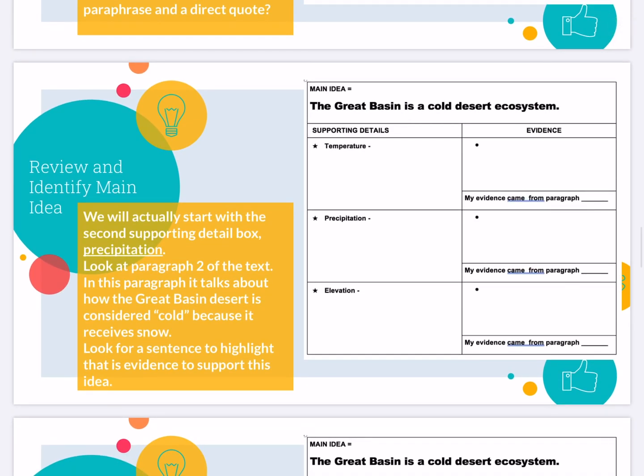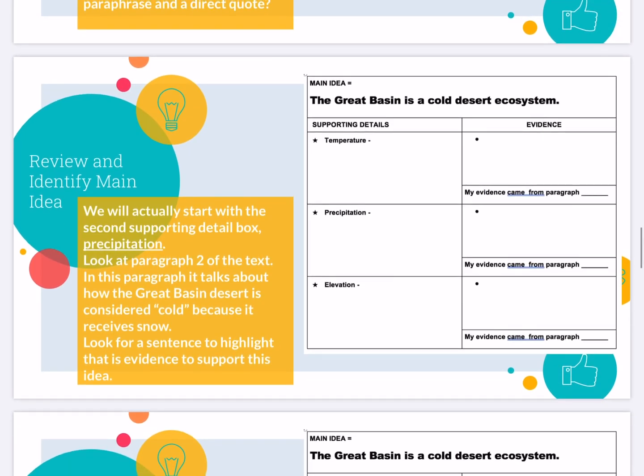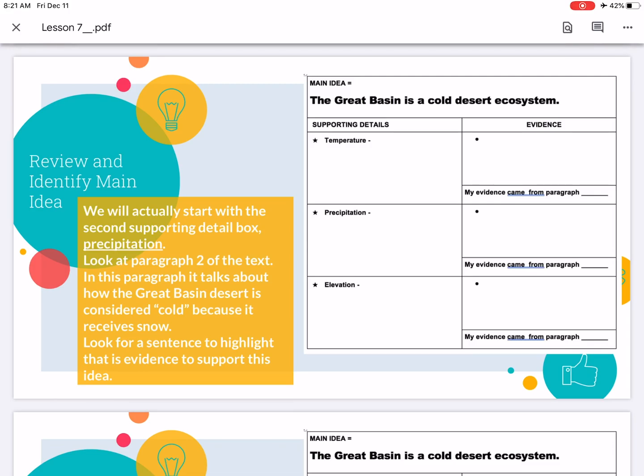Now, we're actually going to start by showing you how to do this whole thing with our detail box for precipitation. I want you to look at paragraph 2 of your text. In this paragraph, it talks about how the Great Basin Desert is considered cold because it receives snow. Now, look for a sentence in that paragraph. Remember, we're looking at paragraph number 2, and you're going to highlight the evidence that you find to support that idea.